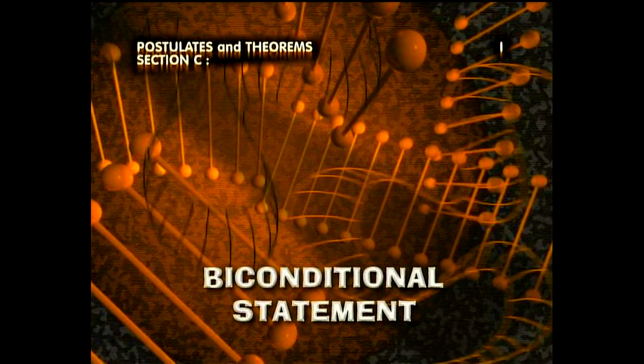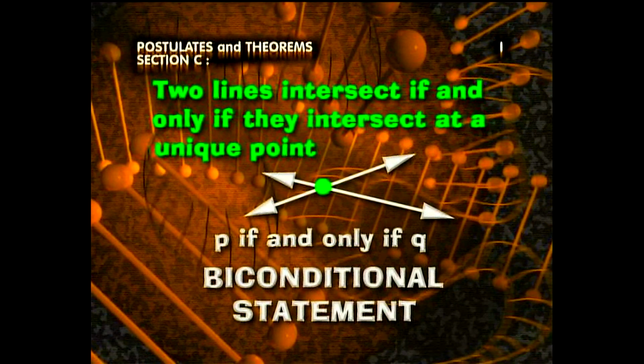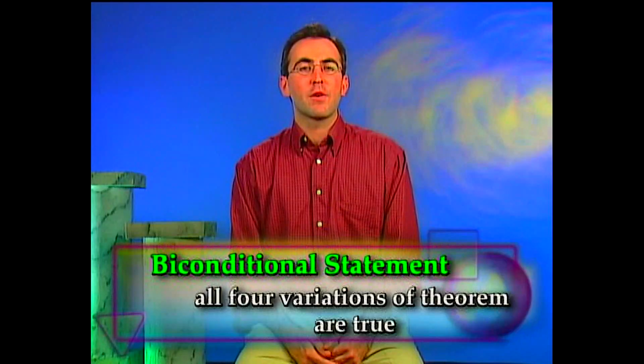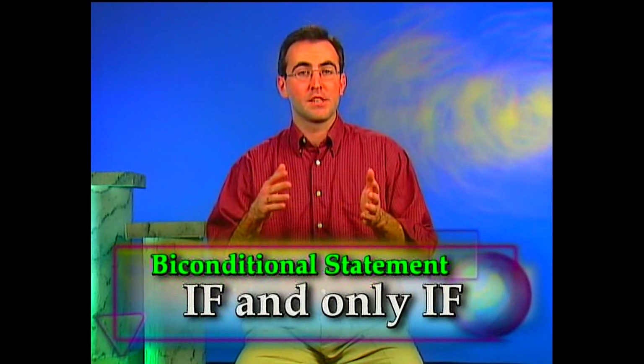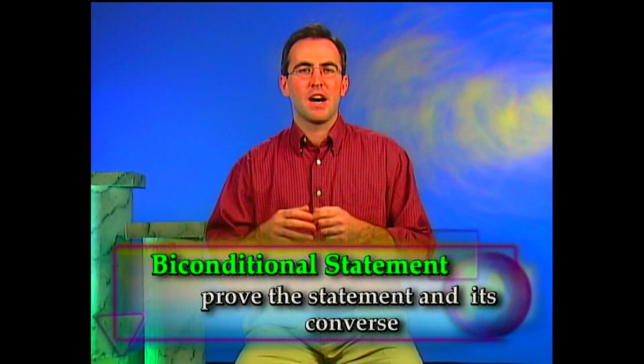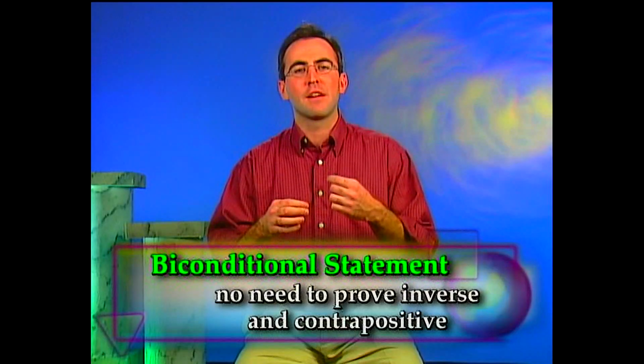This superstatement is known as the biconditional statement. A biconditional statement has the form P if and only if Q. So the biconditional of, if 2 lines intersect, then they intersect at a unique point, is, 2 lines intersect if and only if they intersect at a unique point. And when we say it and prove it, it means that all 4 variations of the theorem are true. As we prove theorems in the if and only if form, the biconditional form, we'll prove the statement and its converse. We won't need to prove the contrapositive and the inverse because they'll be true if the statement and converse are true. All right, we'll get to more if and only if statements when we prove theorems later.